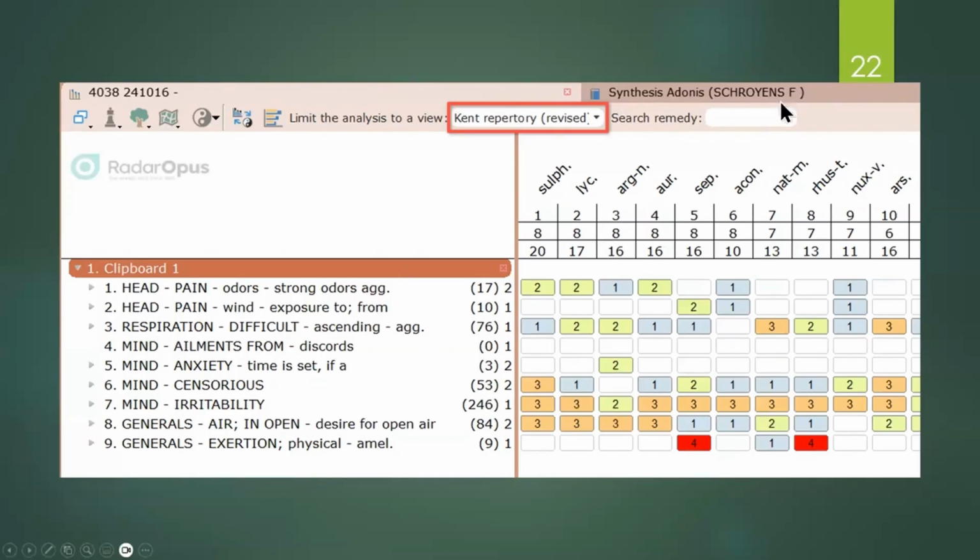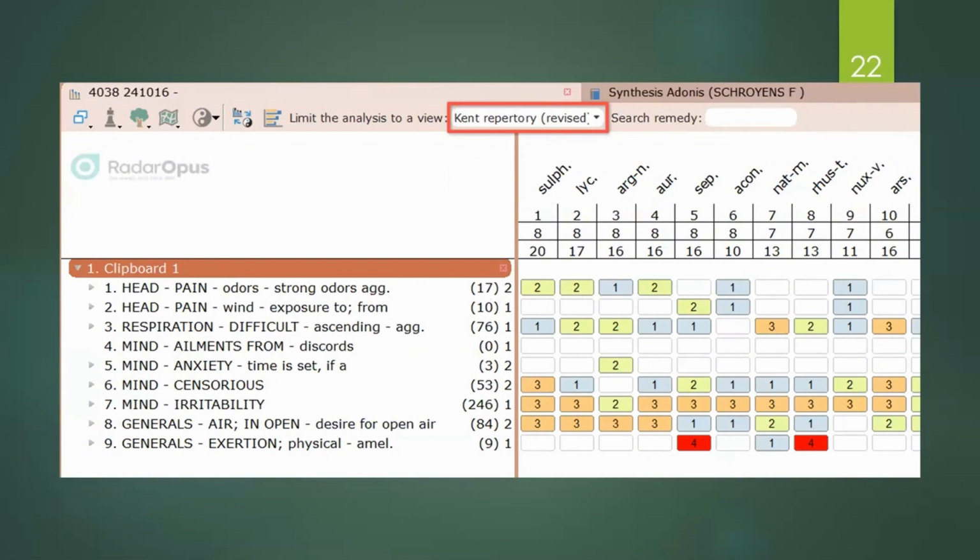Now, this is done in Synthesis Adonis, as you can see here, and it's a Kent repertory view, because in Adonis, another thing, I will not elaborate too much on it, but we have created views. Everybody can use a part of Adonis, a view, according to their wishes. And even just Kent's repertory. So if Kent would have had my patients, he would have come up with these remedies as a possibility, okay?